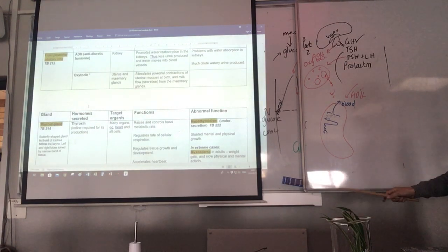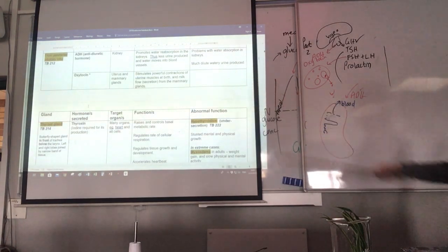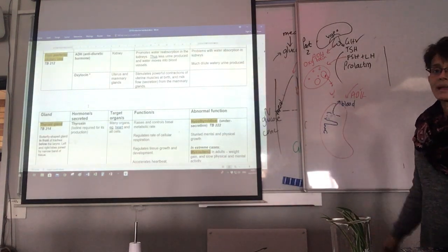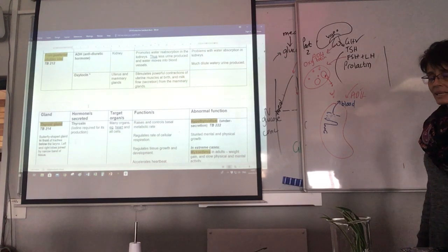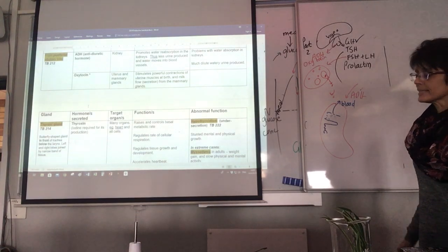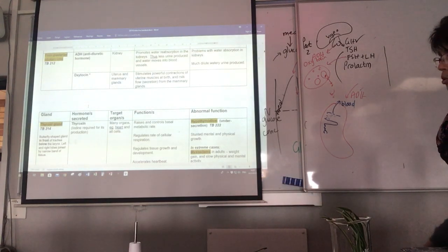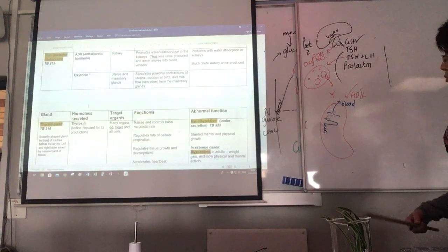However, if you don't have enough ADH, you will make lots of watery urine, and that's a problem. It's actually known as diabetes insipidus. It's not diabetes, sugar diabetes. So on TV they had a program about a young man who saved bottles of water in a garage, a storage facility, and he used to drink like 20 liters a day and go and fetch water.